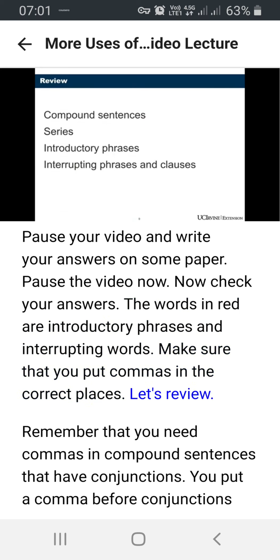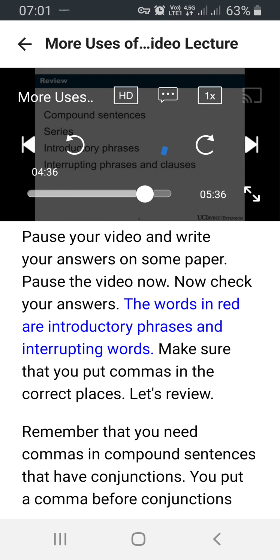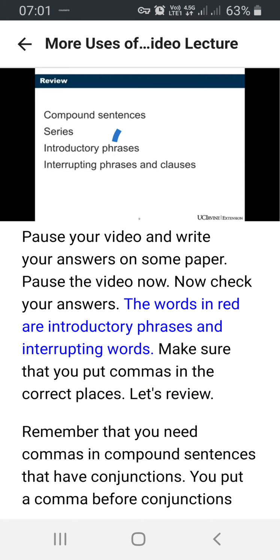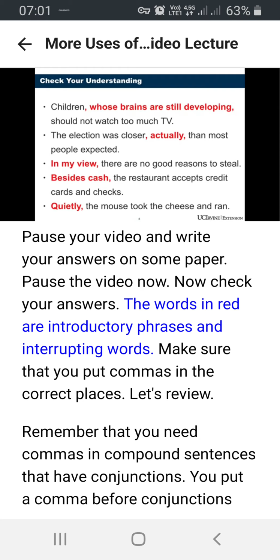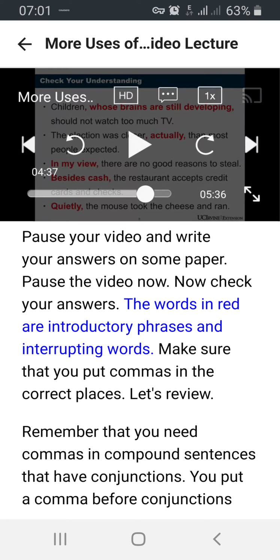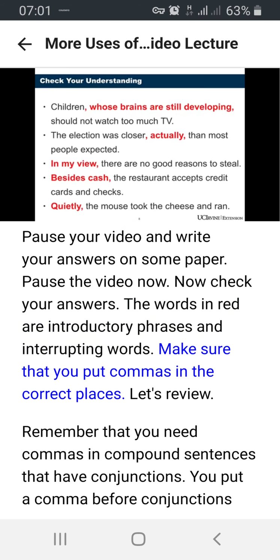Let's review. Remember, red are introductory phrases and interrupting words. Make sure that you put commas in the correct places.